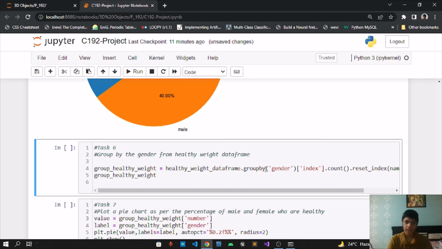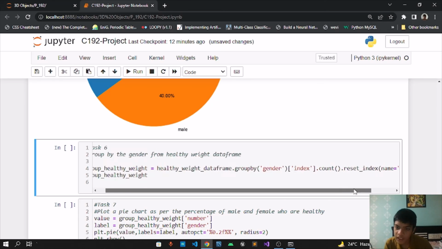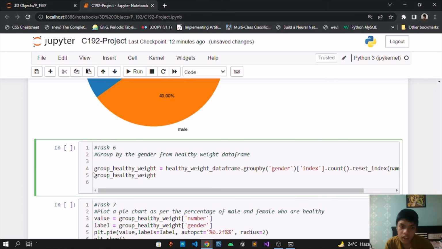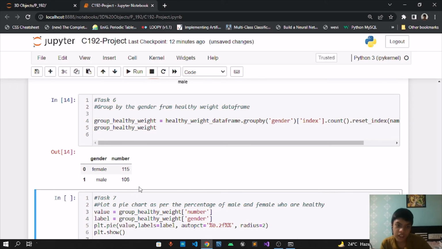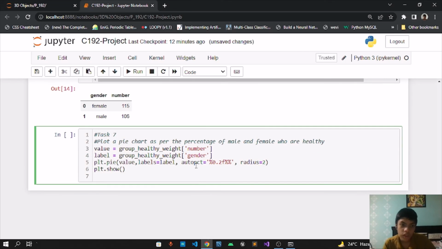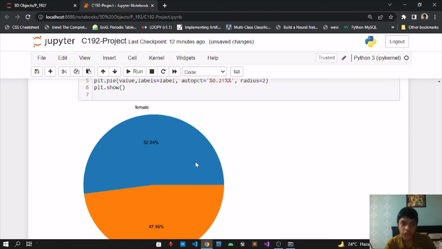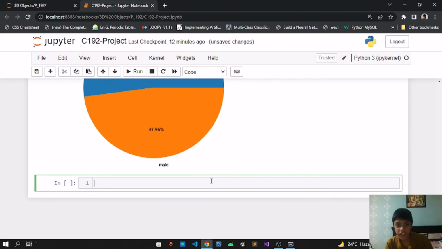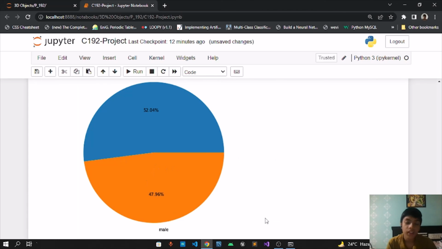So we are going to group the healthy data frame this time, not the underweight one, and by the gender, and we are going to get the index dot count, and we are going to reset the index and set the name to number again. So group healthy weight, shift enter, and we get females are 115 and males are 106. If we plot a pie chart, which is our last task, we get 52.04% of the females are healthy, and 47.96% of males are healthy in this data frame. So that was my project for today.